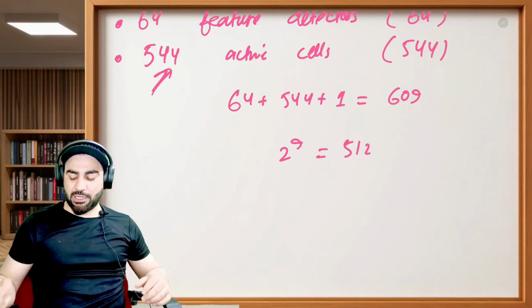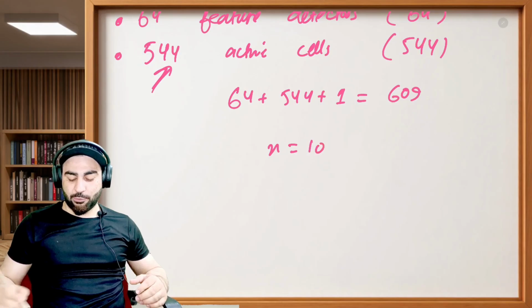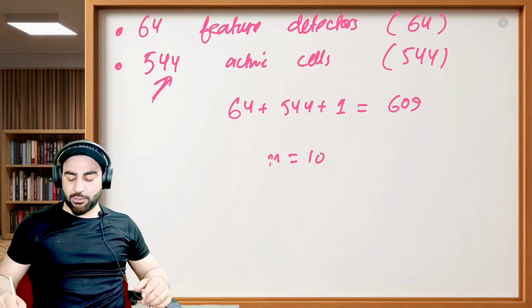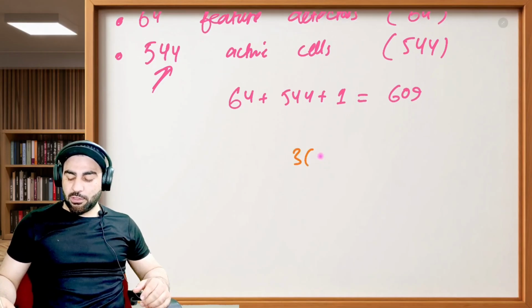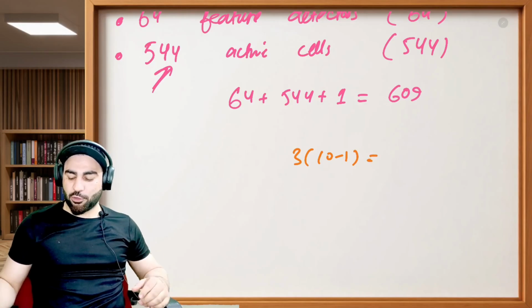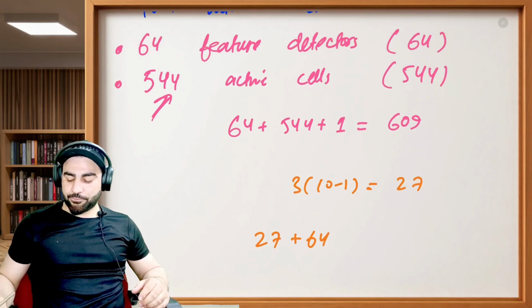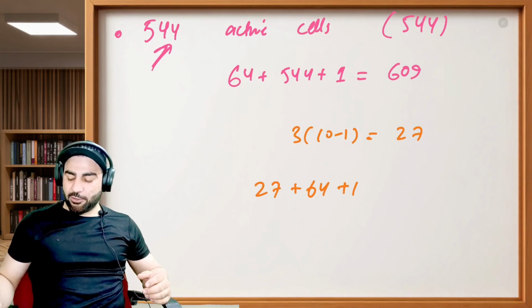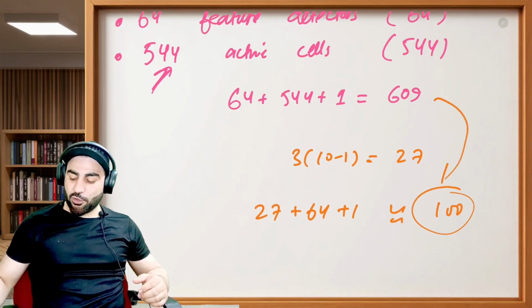Okay, let's do the treatment of this. Roughly, say n is equal to 10 in this case, and let's suppose this is 1024, not just 544. Initially it was using this many neurons. Now we can use 3 into 10 minus 1, that is 9, times 3, which is 27 neurons if we use the XOR operation. So 27 plus 64, and 1 neuron, will be roughly in the order of 100. Now you see the difference, almost 6 times.